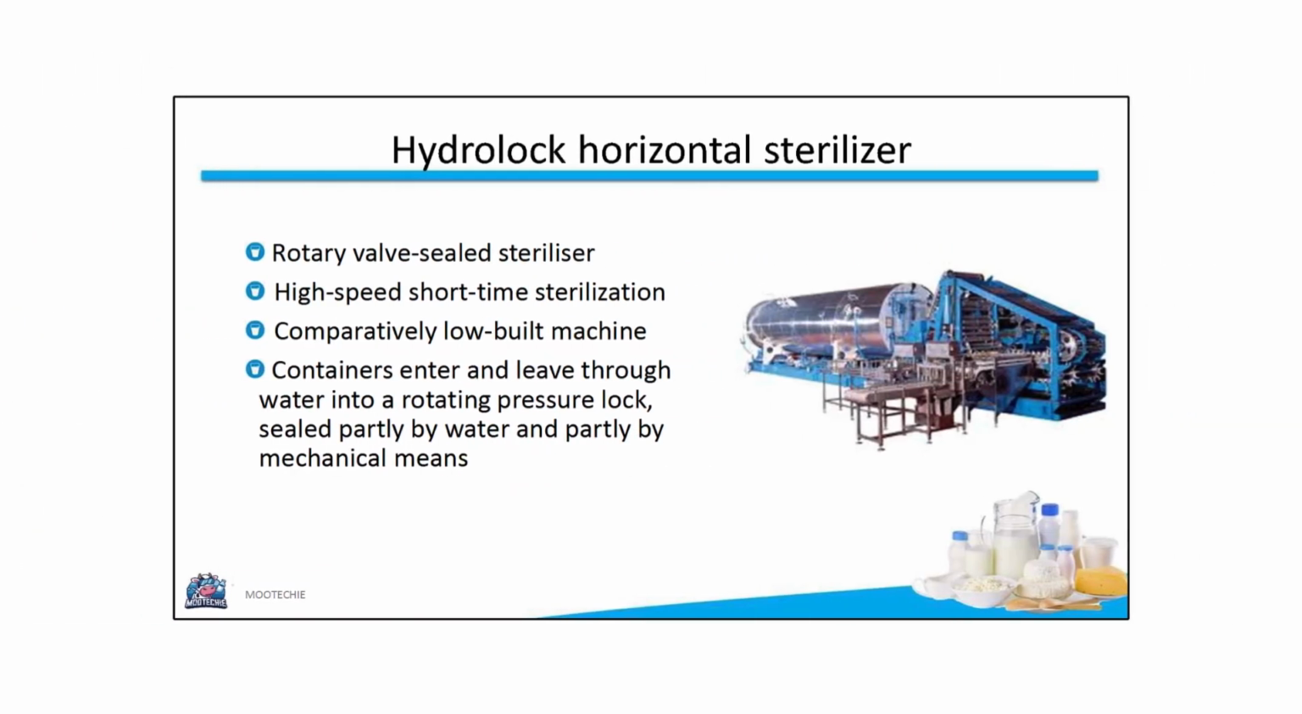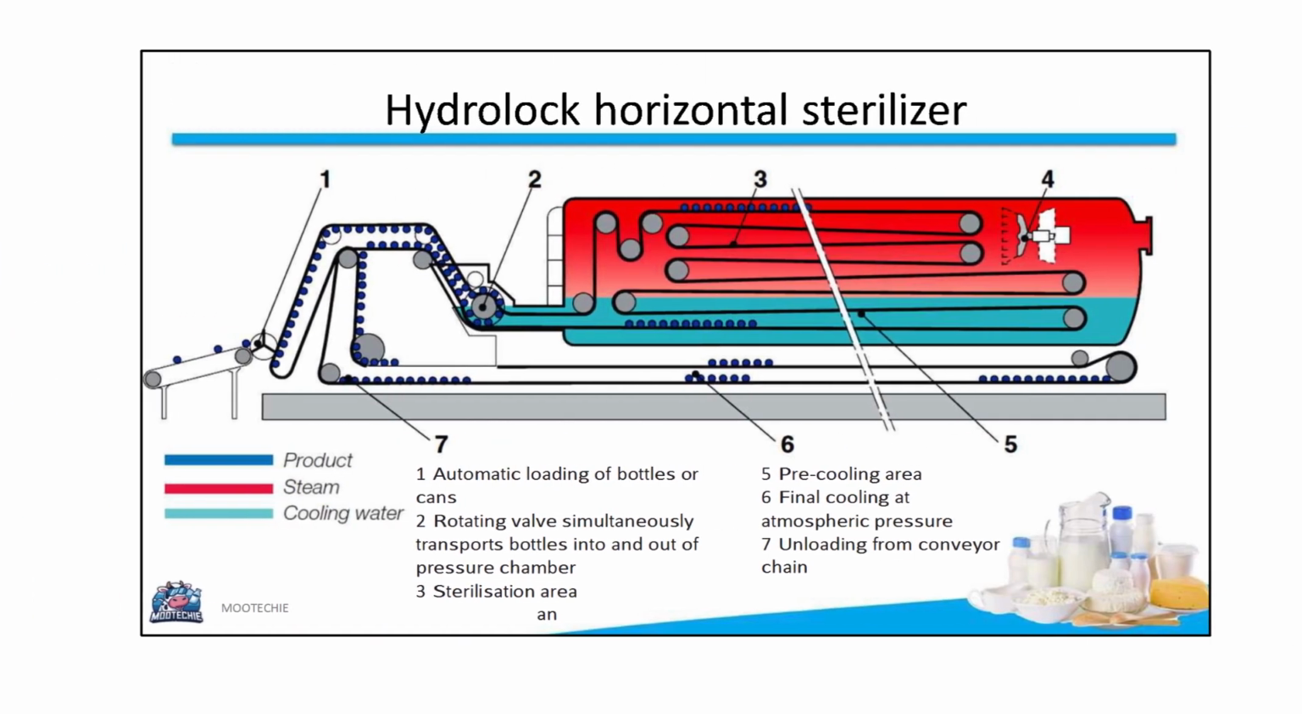Another type is the Hydrolock horizontal sterilizer. This is a rotary valve seal sterilizer designed for high-speed, short-time sterilization. It is a comparatively low-built machine. Containers enter and leave through a rotating pressure lock that is sealed partly by water and partly by mechanical means. In this system, bottles or cans are loaded automatically. A rotating valve simultaneously transports bottles into and out of the pressure chamber.